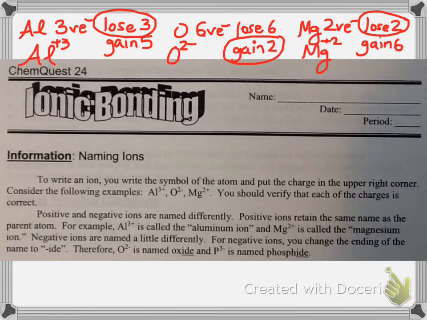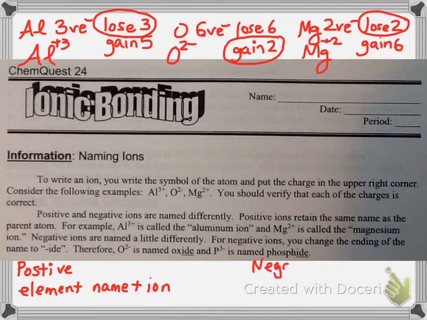So again, what they're saying is for our positive ions, it's the element name plus the word ion. For our negative ions, we're going to take the element name. It's going to lose its ending. And then you're going to add "ide."